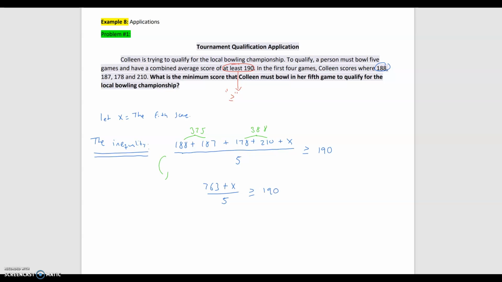Now, give me a second. Let me add those four just to double check. Okay, so we're good on 763, which is the sum. And at this point, let me multiply times 5 and times 5. And we're going to end up with 763 plus x is going to be greater than or equal to, that's going to be a 0, a 5, and you carry 4. And we're getting a 950.